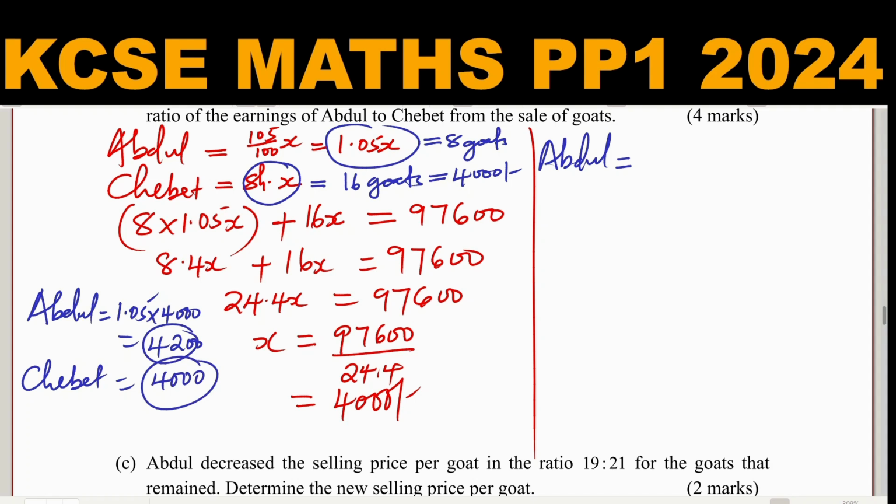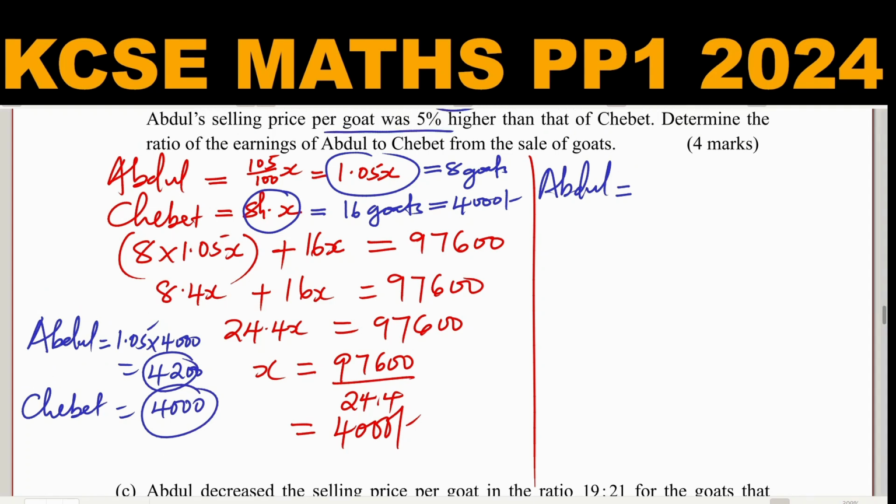Now using these, we can now get the total earnings by Abdul, because the question is determine the ratio of the earnings of Abdul to Chebet from the sale of goats. So we need to get the total earnings of Abdul. So Abdul sold how many goats? 8 goats, and each goat 4,200. So total earnings, therefore this will be 33,600. Then Chebet had how many goats? That is 16. The selling price of each goat was 4,000. So when you multiply these, this one is 64,000.